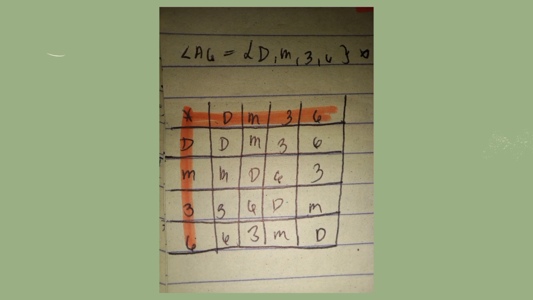Next, we have A sub 6. As we can see, the elements are symmetric from its diagonal, so it is abelian. Next, let's check the generator. D is D. 3 is D3. M is DM. 6 is D6. So it has no generator. Since it is abelian but has no generator, this subgroup is not cyclic.